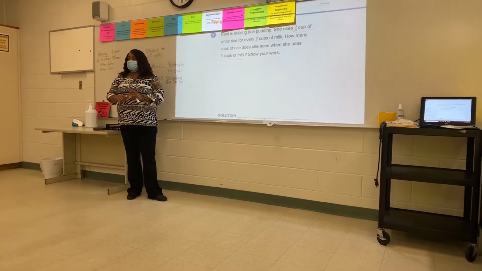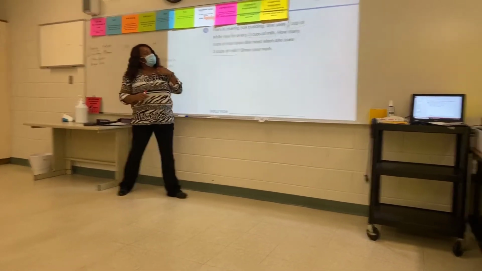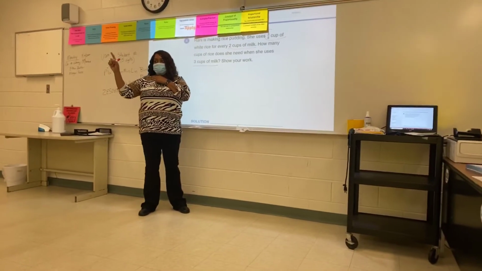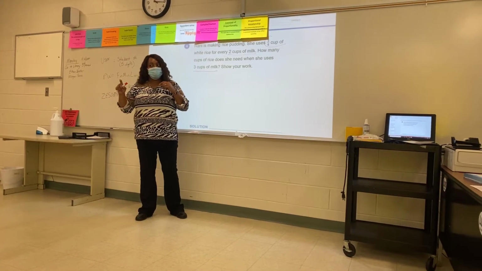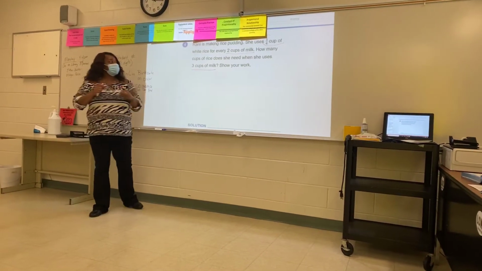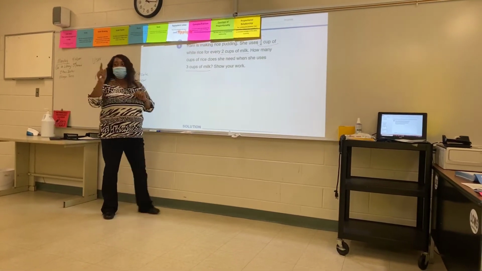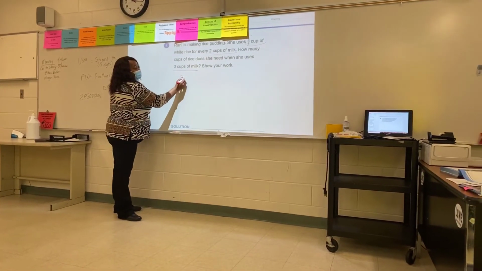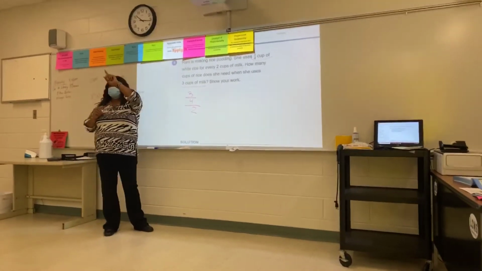What's the first step we need to do? Anybody? If we know that she uses 3/4 cups of rice for every 2 cups of milk, what's important for us to find out first? What you got, Jay? We need to find out 1 cup equals. Exactly. We need to find out how much she uses for 1 cup. In other words, we need to find the unit rate. So here is 3/4 for 2 cups. Let's find out how much for 1.